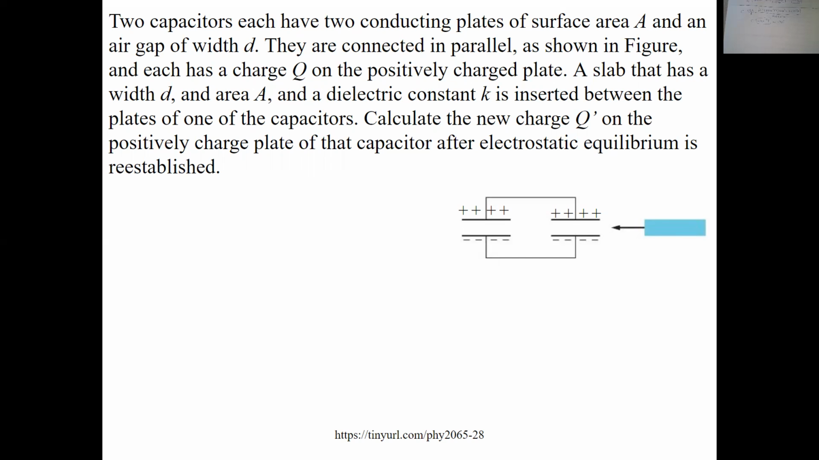So it's asking you to calculate the new charge Q prime on the positively charged plate of the capacitor. I think it refers to the one that you inserted the insulator into, so just refer to that one for now, okay? What would be that Q prime? You guys can think about how you will be solving for this one, and then we can take a look at this one together.